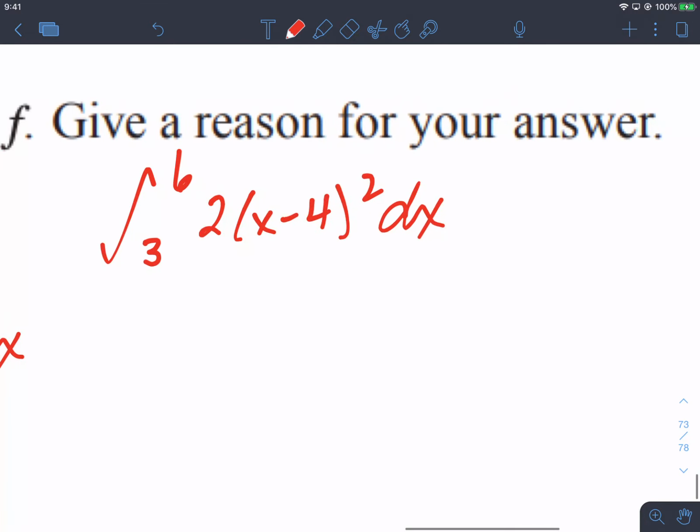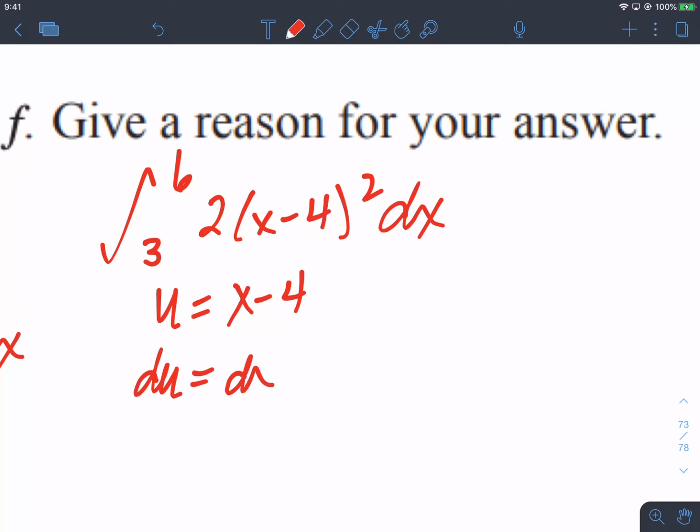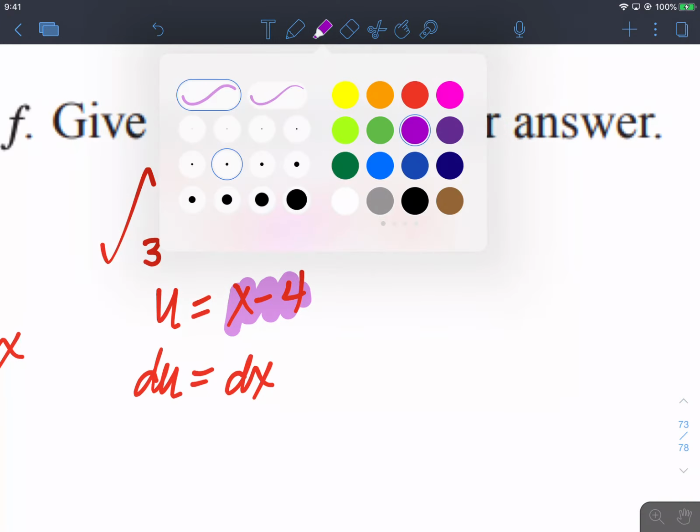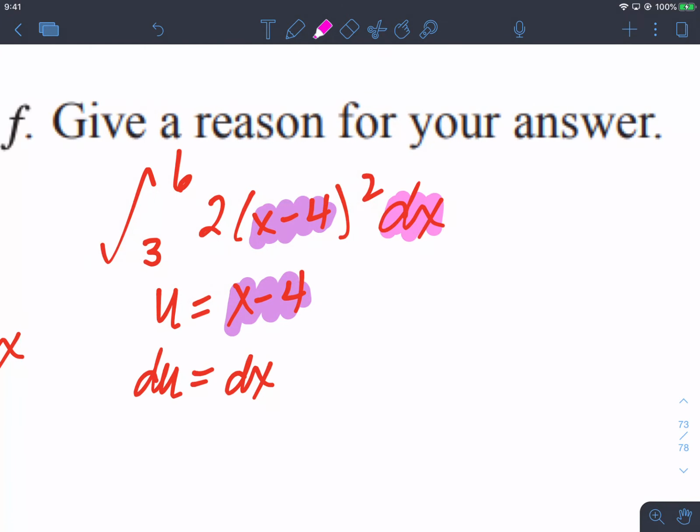So I would let u equal x minus 4, and du is just the derivative of this expression. The derivative of x minus 4 is just dx, because the derivative of x is 1 and the derivative of negative 4 is nothing. So du is dx, so that clears that up. And the 2 and the squared would stay. So I'd have u squared du.